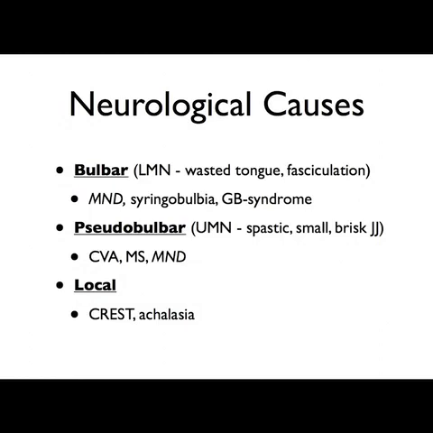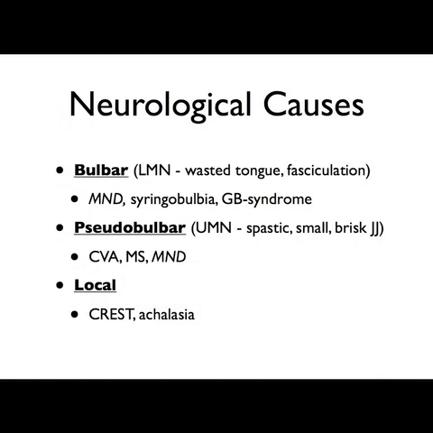Absence of a brisk jaw jerk would be another one. Okay, and pseudobulbar is really an upper motor neuron thing. So there you're going to see a spastic tongue, maybe small as well, and also no fasciculation, and an increased jaw jerk.